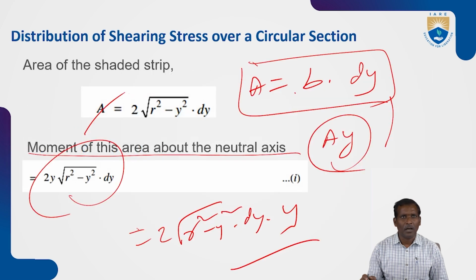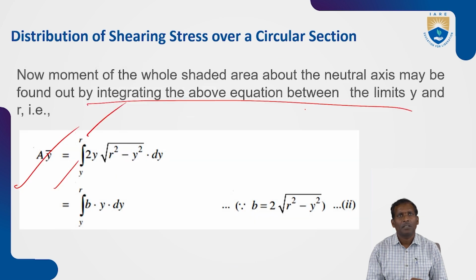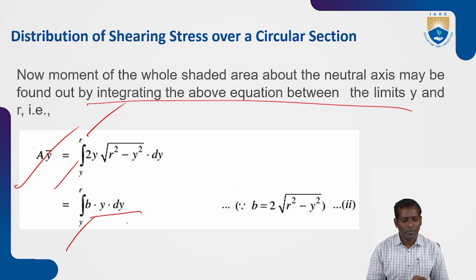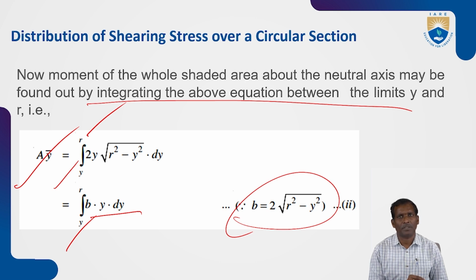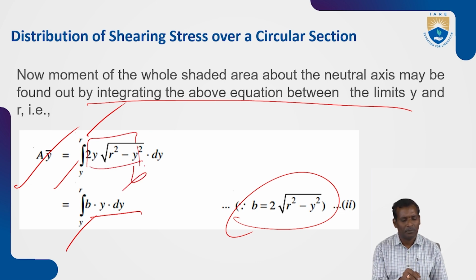So 2y into square root of r square minus y square is the moment of area about the neutral axis at this point y. If you want the whole portion, you have to integrate the above equation. So now integrate. You can write 2 into square root of r square minus y square as b. So now it is b into y into dy.